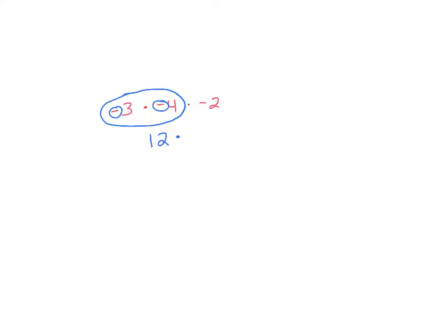So now I have 12 times a negative 2. The signs are different. For the 12, it's a positive. For the 2, it's a negative. So I know I have to end up with a negative answer. 12 times 2 gives me a 24, so this answer is a negative 24.